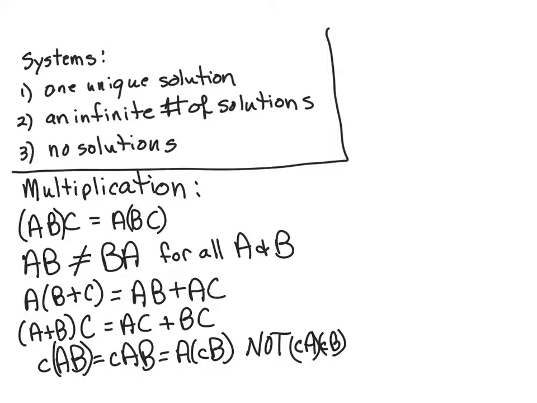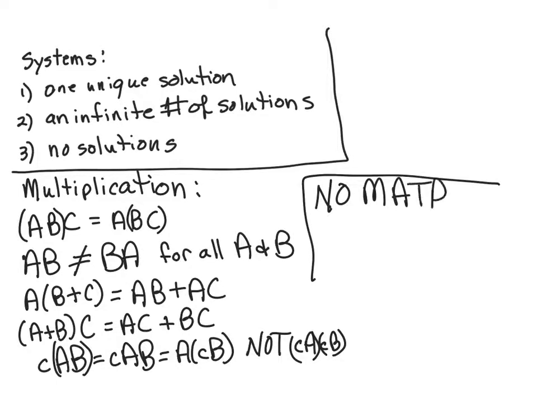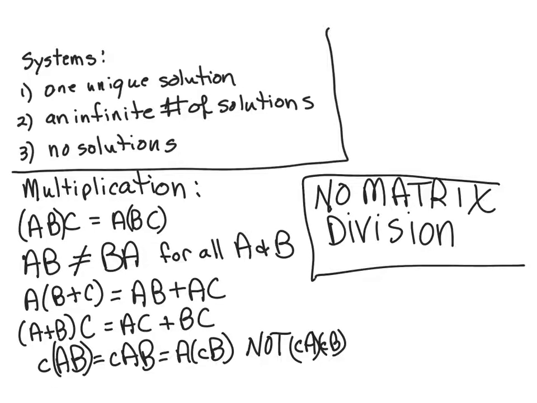Also, and this is kind of important too, the book doesn't make a big deal out of it, but you need to know that there is no such thing as matrix division, okay? In other words, you cannot cancel.